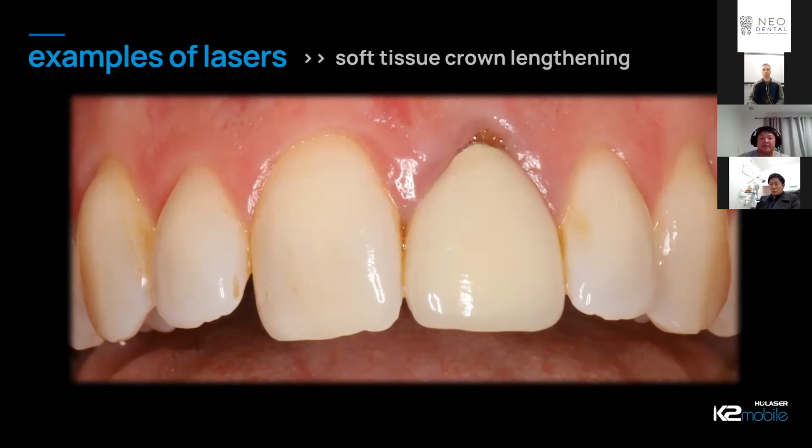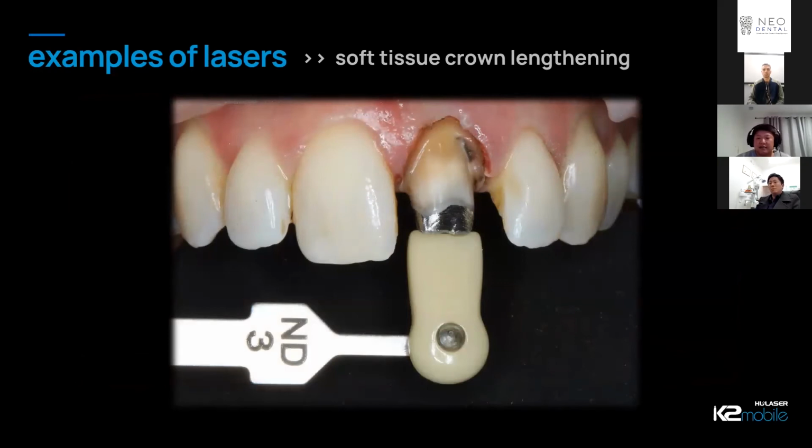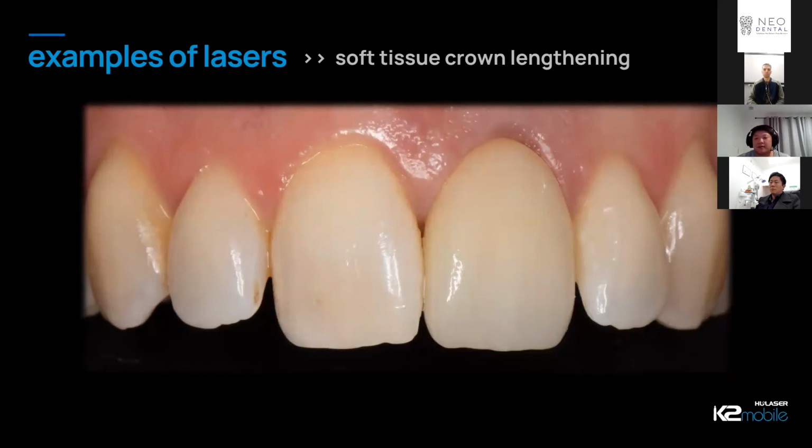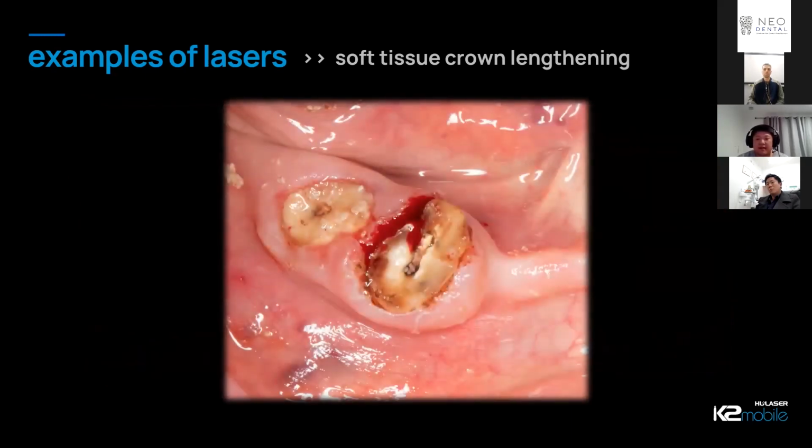But this is a case here. Lady had an old crown on the 2-1 that she was unhappy with the recession. Just lasered around and just tried to even up the margin, and we got a much more appropriate gingival zenith and profile around there. This is a case where I show the potential of the laser. So I've lasered the mesial surface of this canine, and you can see that virtually all bleeding has stopped, and I've intentionally left the back half, and you can see how well it controls the bleeding.